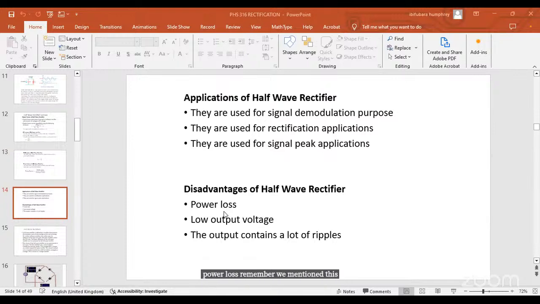It has two halves coming in as a waveform from the AC source. However, the negative half is lost because it uses only one diode for rectification. So the negative half is lost. So there is a power loss, low output voltage. The output contains a lot of ripples. The pulsation is too high.